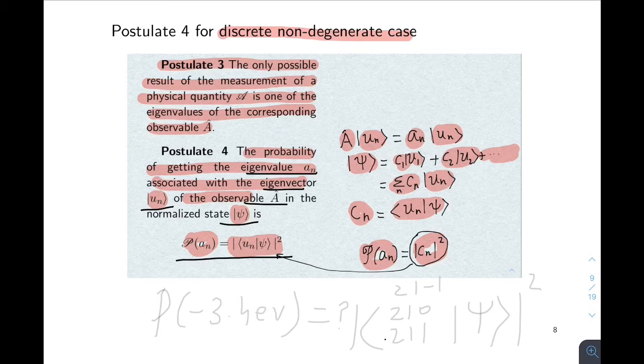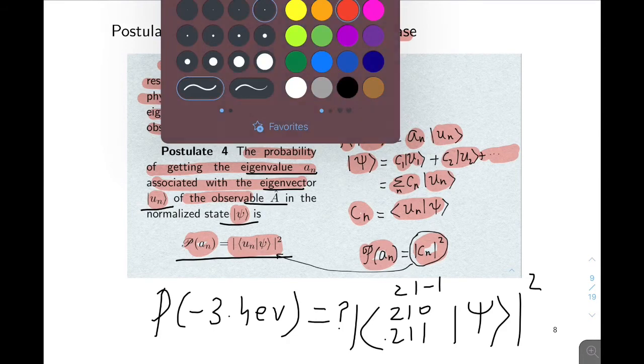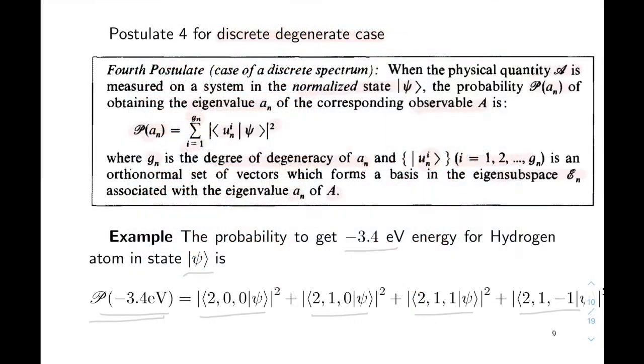For example, let's ask the question: what is the probability of getting the energy value minus 3.4 electron volt for an electron in the hydrogen atom? In a given state psi, we need to take the scalar product of psi with some vector and take the modulus square. But what should be the eigenvector over here? Should it be 210 or 211 or 21 minus 1 or 200? To answer this question, we need to modify postulate 4.